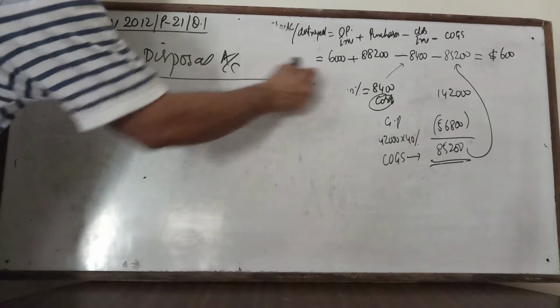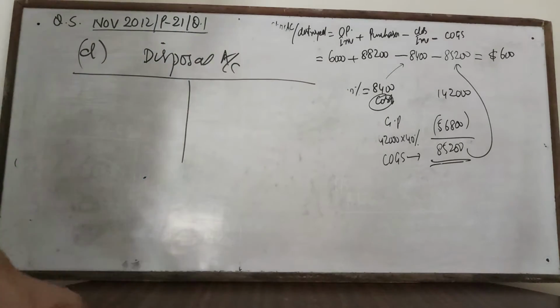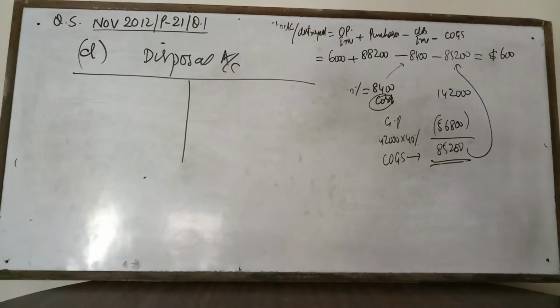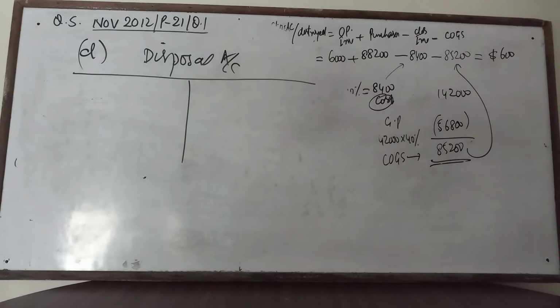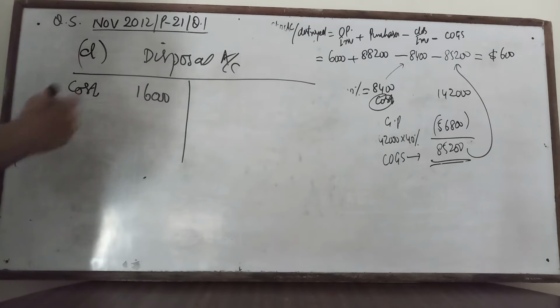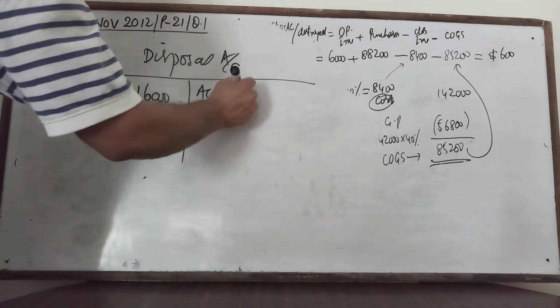For the disposal account, I'm going to read this requirement. The last requirement says the vehicle which Aziz sold during the year ended 30 June 2012 had been purchased on 30 September 2009 for 16,000. The cost of the vehicle, bought a few years ago, is 16,000. Then we have to minus accumulated depreciation.